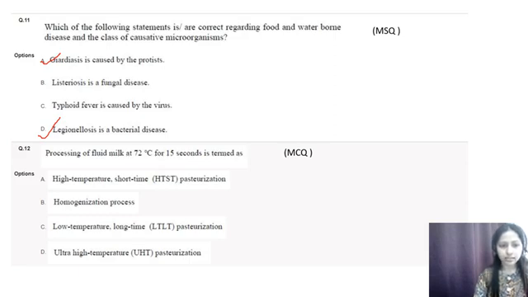HTST requires a time duration of 72 degrees Celsius for 15 seconds, whereas the LTLT process requires 63 degrees Celsius for 30 minutes, and the UHT process requires a temperature of more than 140 degrees Celsius for 2 to 5 seconds. So over here option A is correct, that is HTST, high temperature short time.